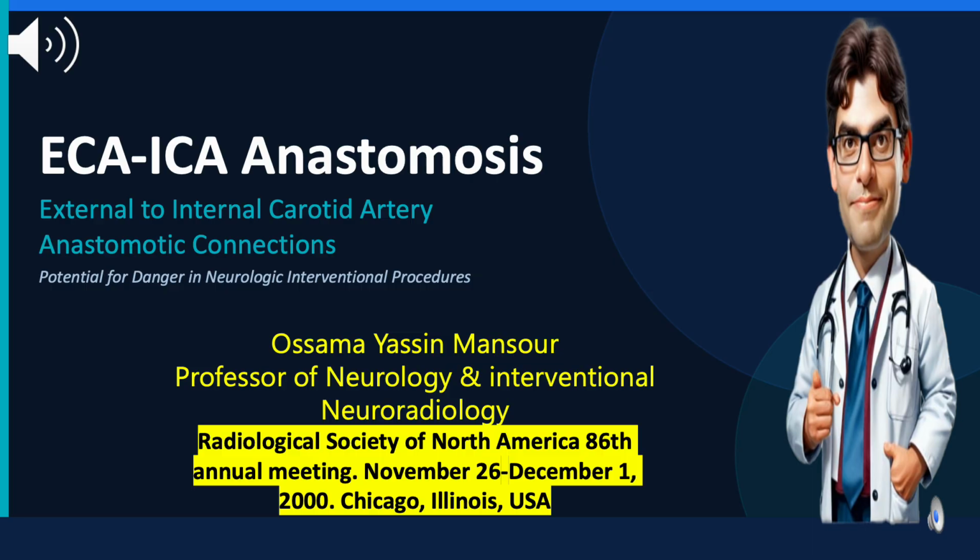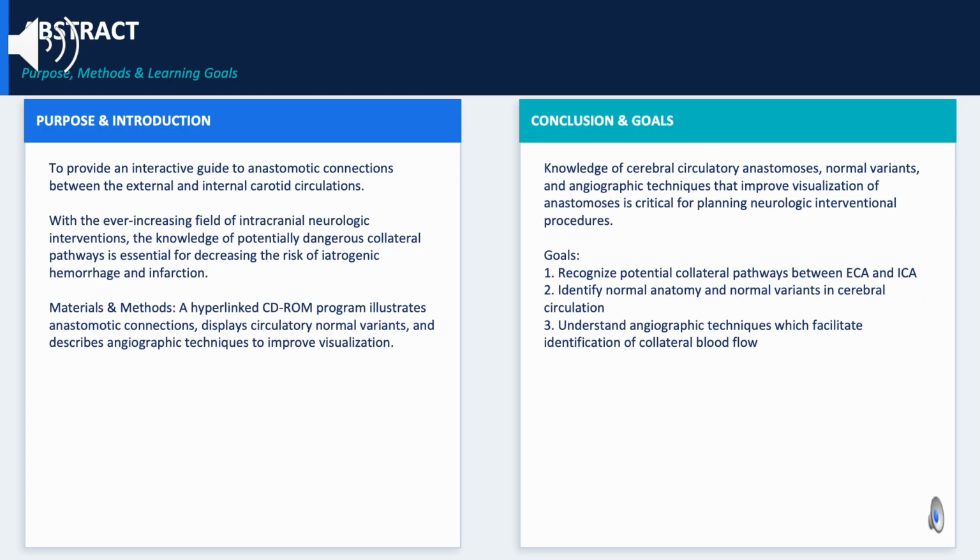Over the next 85 slides, we will cover 78 distinct topics supported by over 117 angiographic images. The course is organized into 6 sections: basic anatomy, ECA ICA Anastomosis, normal variants, angiographic techniques, case studies, and post-operative bypass grafts. By the end, you should be able to recognize and map all major ECA ICA anastomotic pathways before undertaking any intracranial interventional procedure. This slide summarizes the academic purpose of the course.